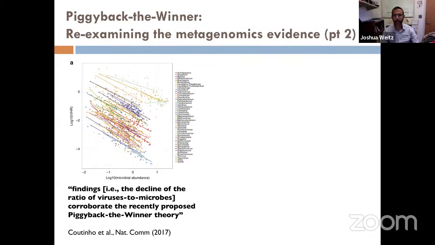Nonetheless, this idea that one can go from a pattern to a mechanism is enticing. And in fact, the following year, a separate study concluded that the findings of a decline of a ratio of viruses to microbes, here I'm showing again, virus to microbe ratio, microbes, you'll notice again and again in this separate metagenomics study of linking viruses to hosts that it seems like this pattern is ubiquitous. And because that was claimed to be a proof of piggyback the winner, they say it corroborates the proposed theory. Having already worked in this space a little bit, I saw this paper and was a bit concerned.